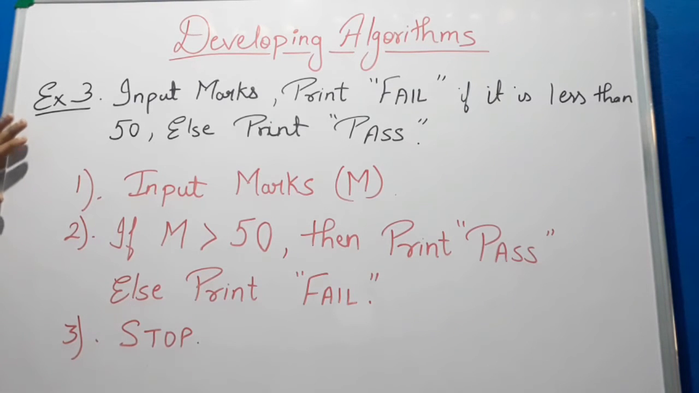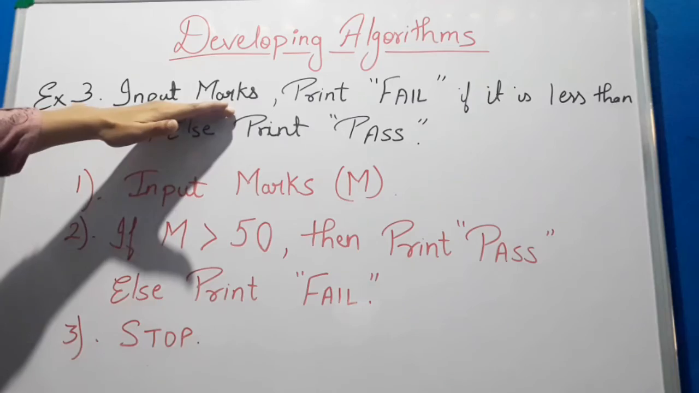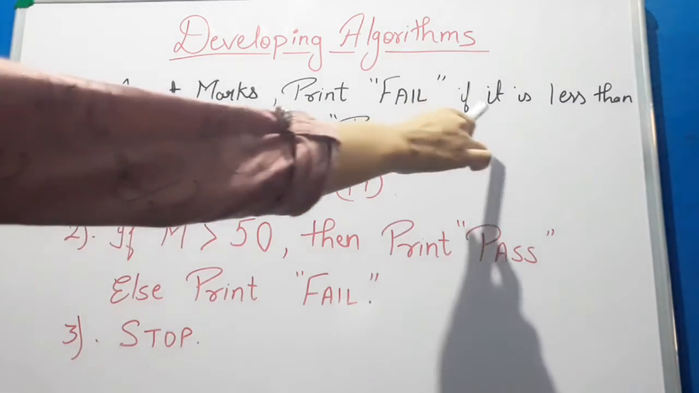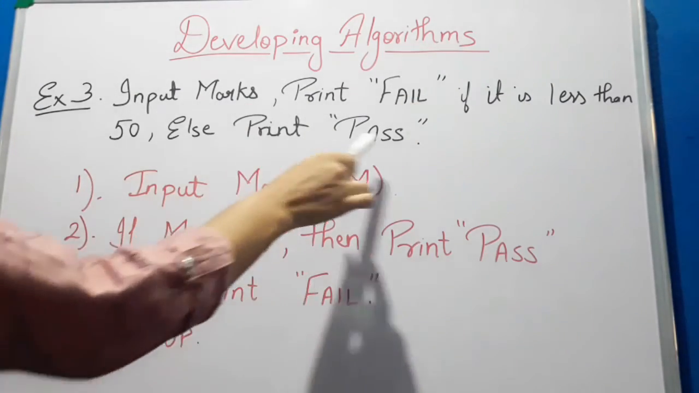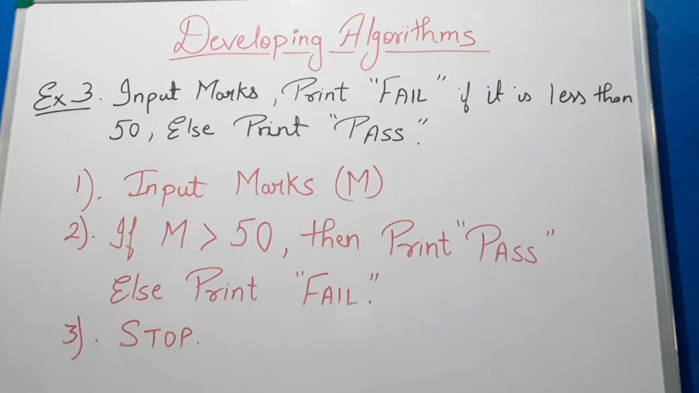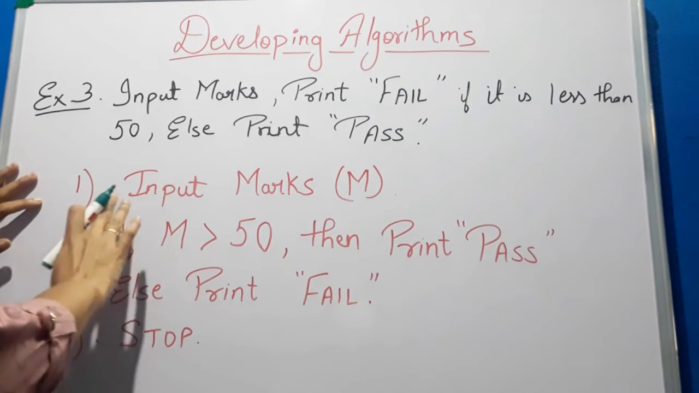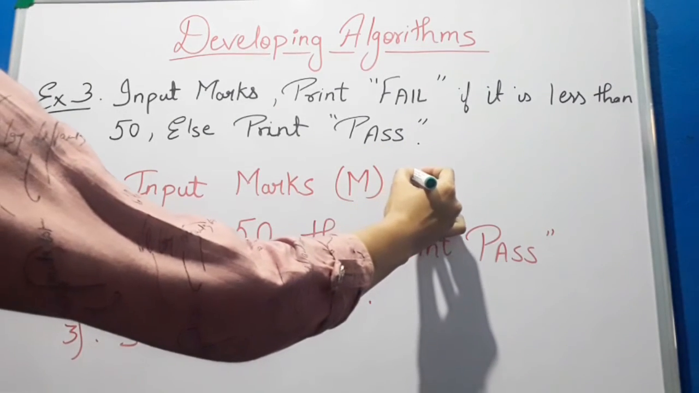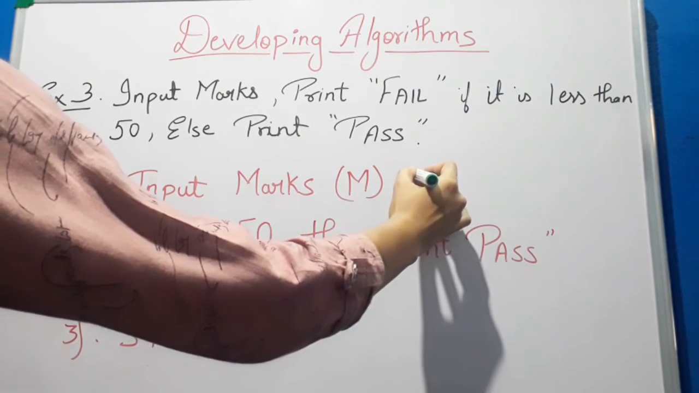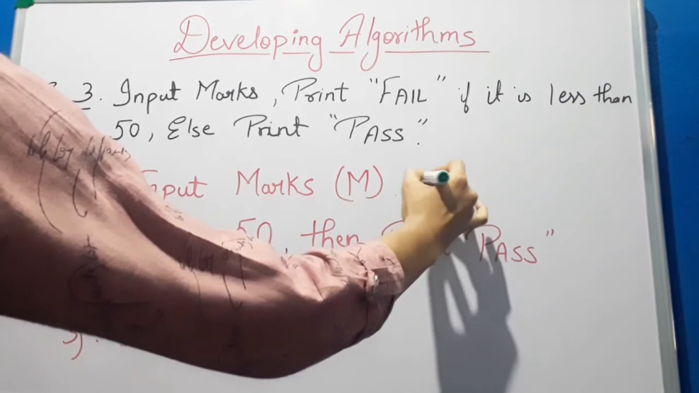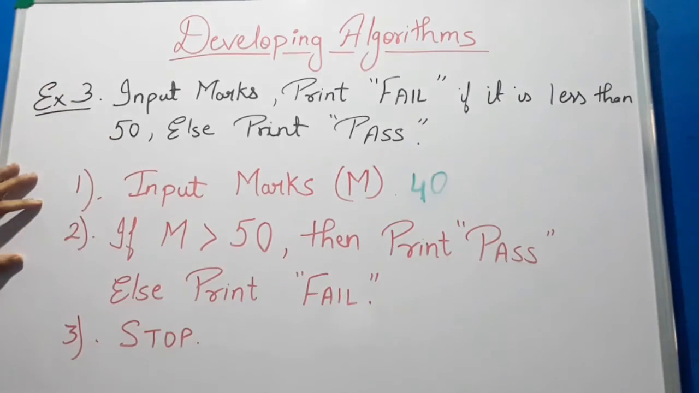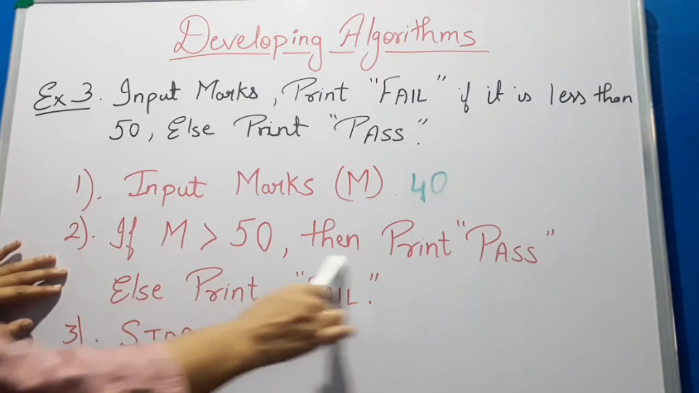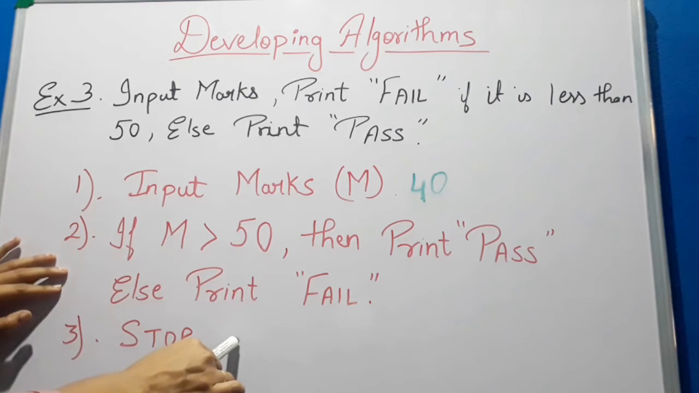Now let us see another example. In this, you have to input marks and print fail if it is less than 50, else you have to print pass. First of all, we'll input marks here. Suppose I have entered the value 40. So this condition will tell you what you have to print.